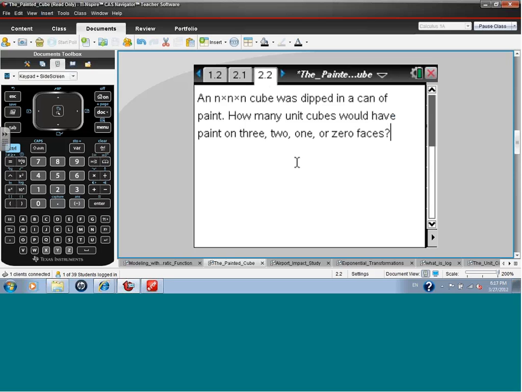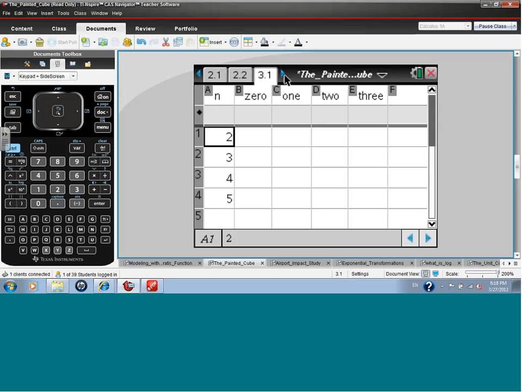The next page states the question that was asked about an n by n by n cube, and then on the next page we can start filling in some of our answers here. So notice that for a 2 by 2 by 2 cube, every cube had 3 faces with paint. So I think the answer would be that all 8 of the individual unit cubes have paint on 3 faces, and there are no cubes that have paint on 1 face or 2 faces or 0 faces.